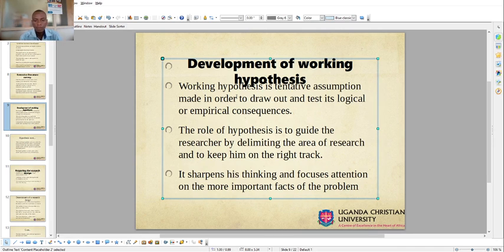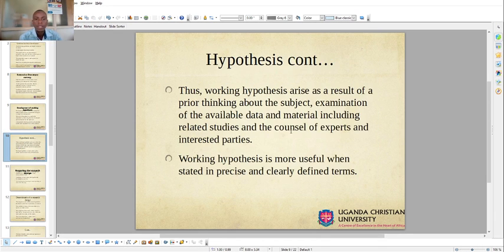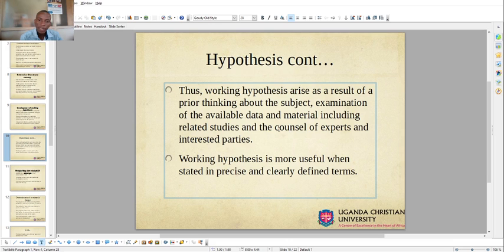So the role of hypothesis is to guide the researcher by delimiting the area of research and keep him on the right track. You have something you're following. Working hypothesis arises as a result of prior thinking about a subject's examination of the available data and material. Recall, a hypothesis is a tentative guess about a phenomenon which requires proof or testing to confirm whether it's true or false.